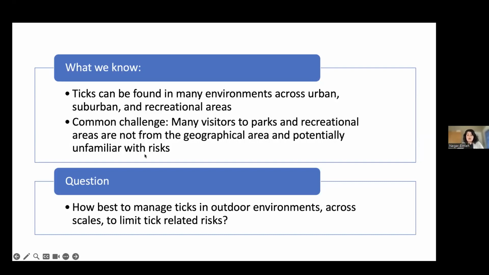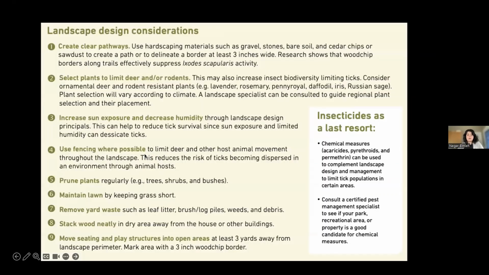And using an integrated pest management approach, we've come up with a set of principles, using insecticides as a last resort. So here are 9 principles that you can consider in design as well as management that will help to reduce tick habitats and animal host habitats. So the first is to clear a pathway, using hardscaping materials such as gravel, stones, sawdust, bare soil, or wood chips, and that's because ticks don't like that feeling on their feet, and so they don't go on those surfaces.